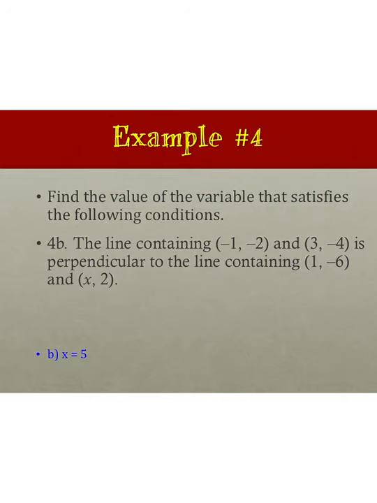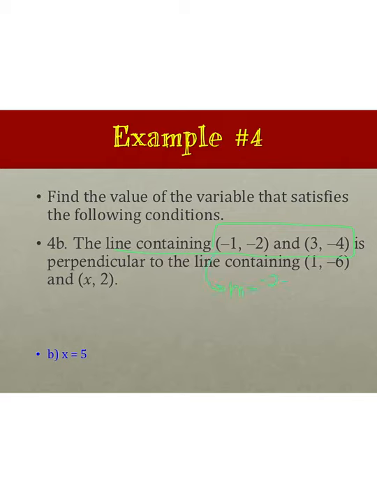Okay, so this last one kind of combines two ideas. We want to find the variable that satisfies the following condition. The line that contains (-1, -2) and (3, -4) is perpendicular to the line containing (1, -6) and (x, 2). So this is kind of a two-parter. This line that we have two values for, we know is perpendicular to a line that we are missing a value for. So the first thing I'm going to do is find the slope of this line.